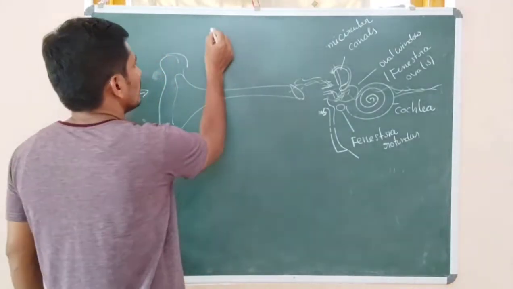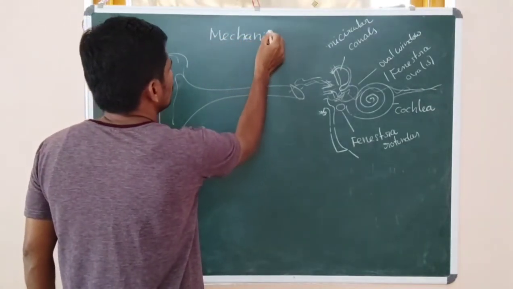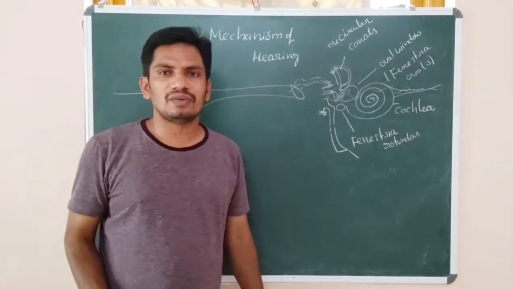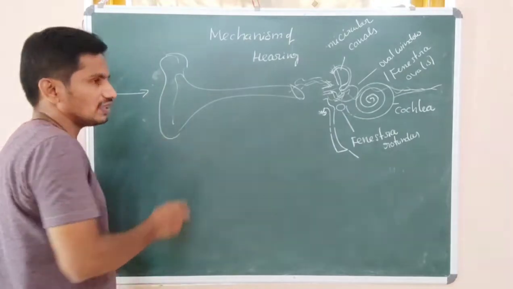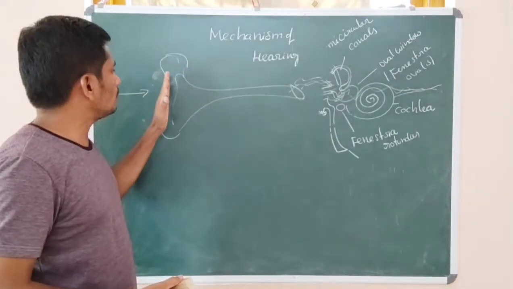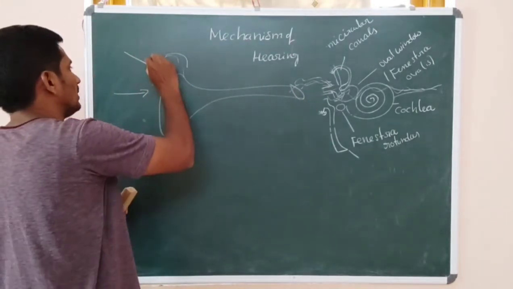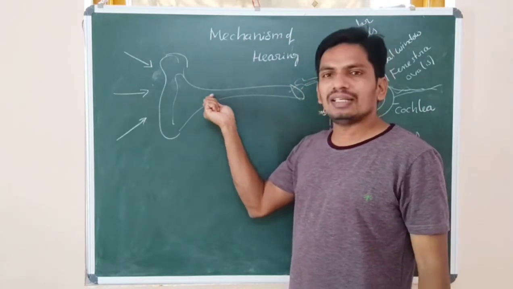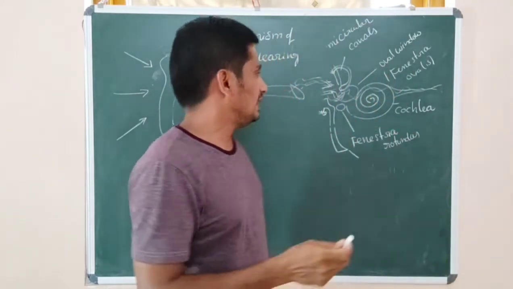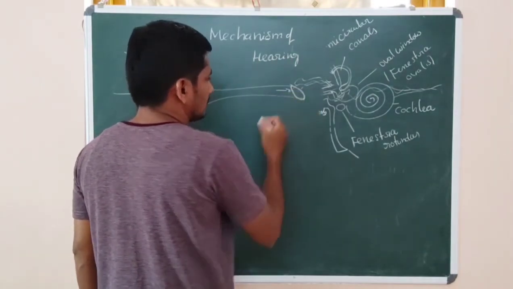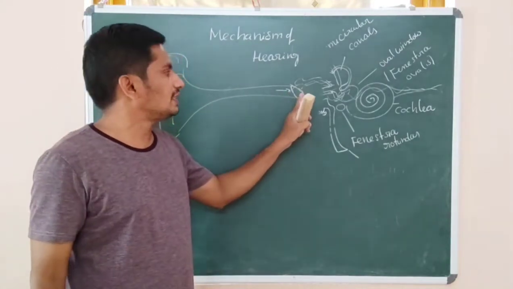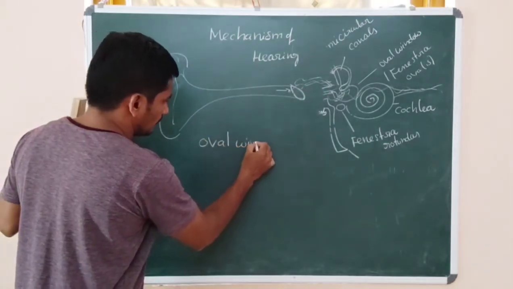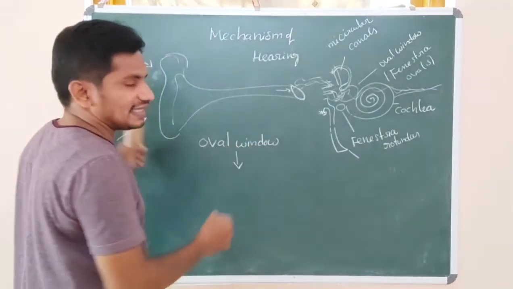Mechanism of hearing. Here, sound vibrations travel from the external environment to the internal ear. The sound waves are received by the auricle, from the auricle to the external auditory meatus, and from the external auditory meatus to the next part, the tympanum or tympanic membrane. When sound waves fall on it, they pass through the oval window and are transferred to the cochlea.